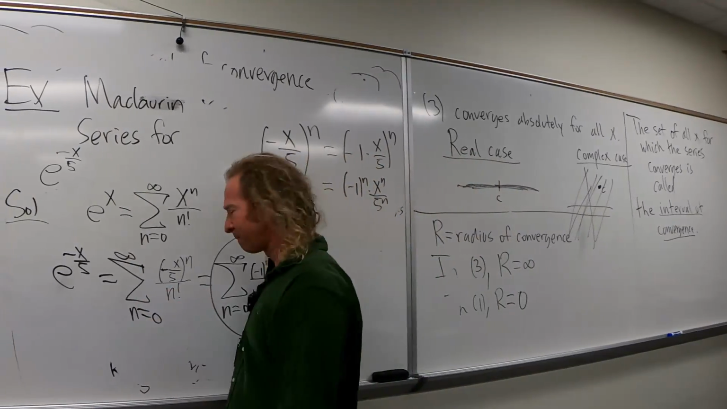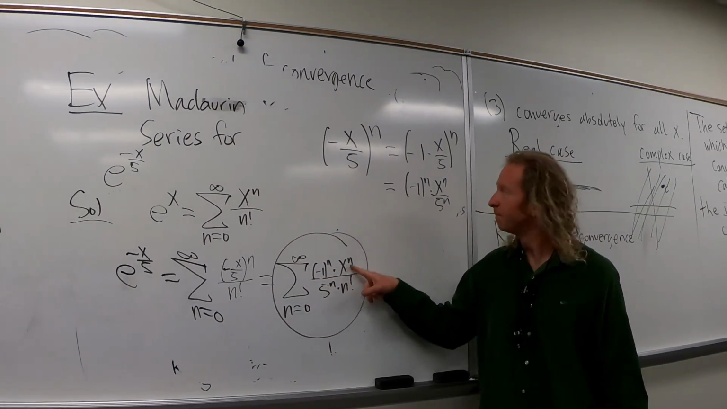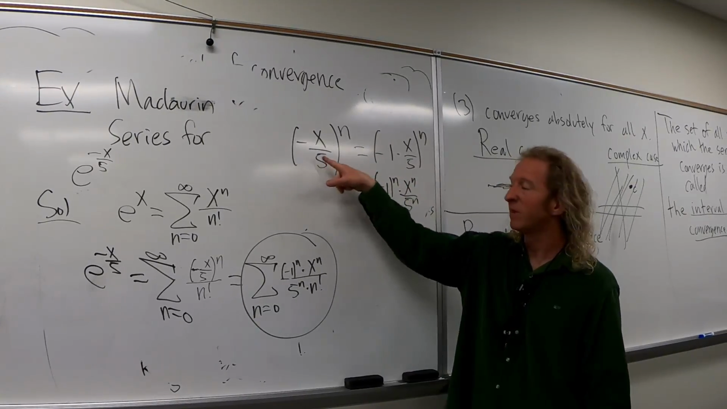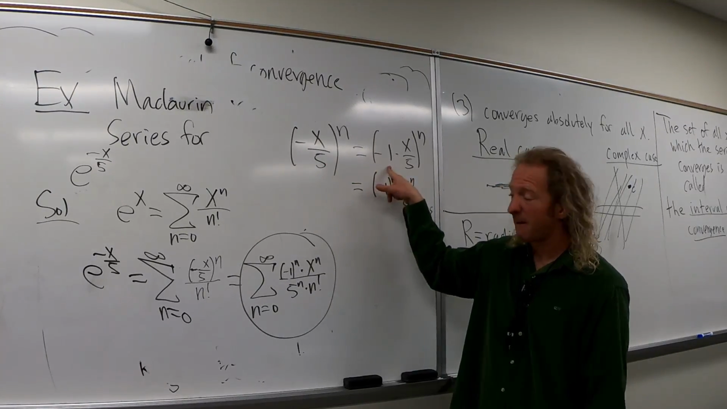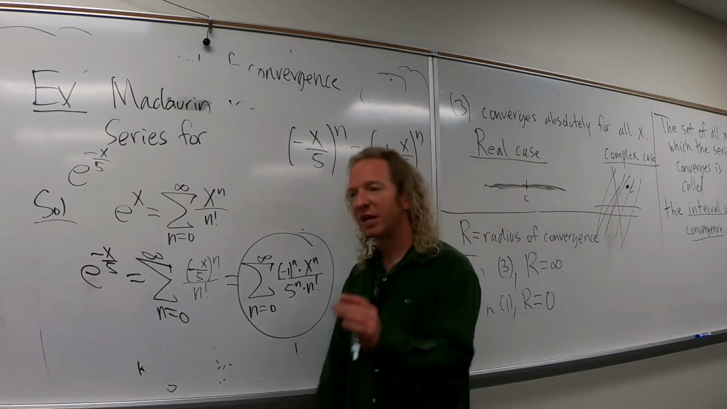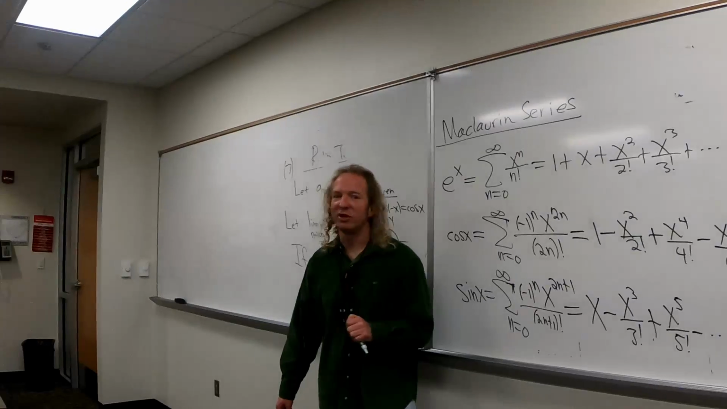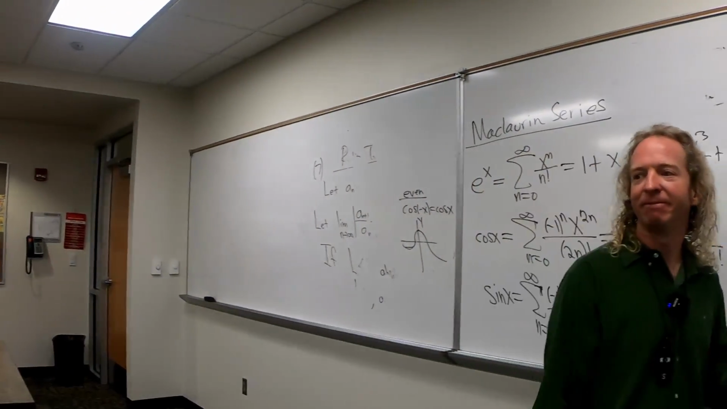Any questions? Minus 1 to the n times x to the n, you split the negative. Yeah, I split the negative x. I wrote that as negative 1 times x, so it's negative 1 to the n times x to the n.